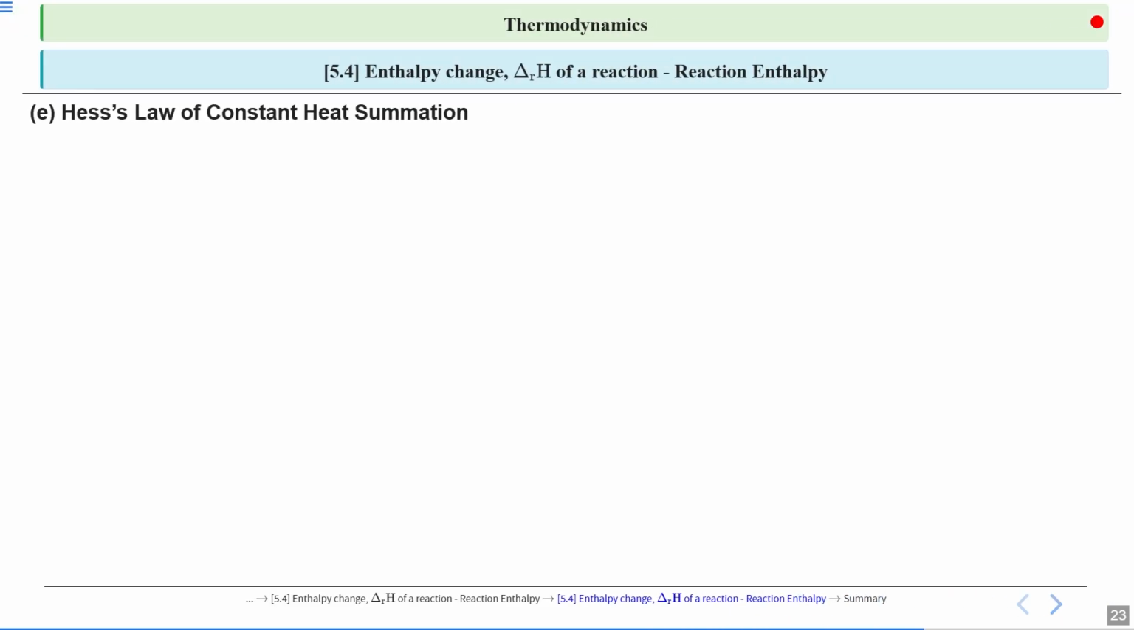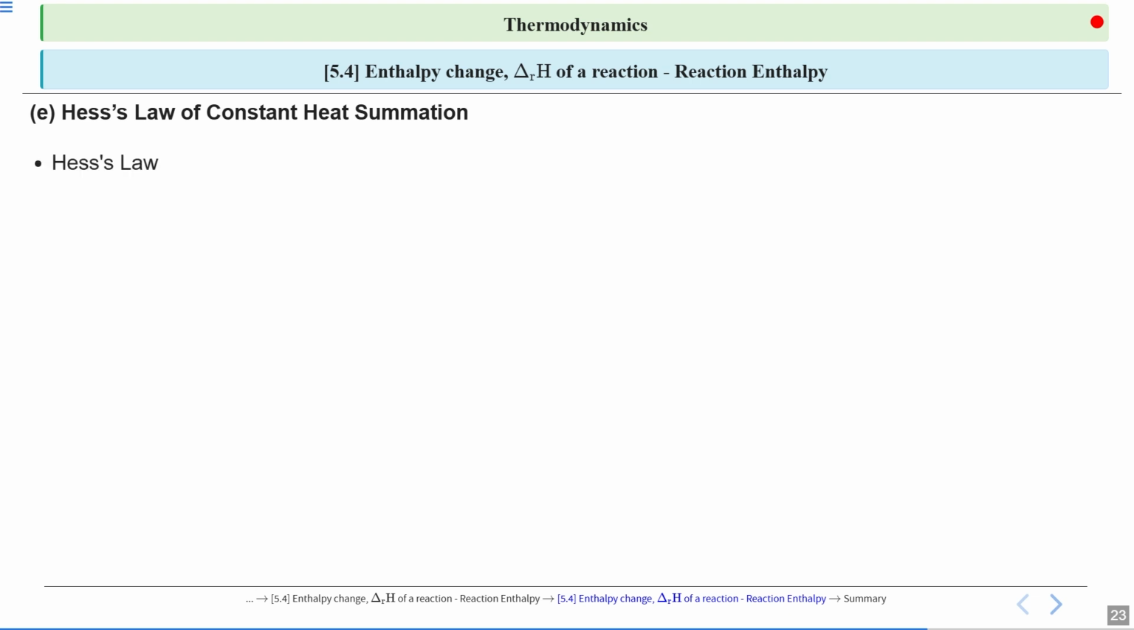Okay, now we have the thermochemical equation and we will move on to the last topic, which is Hess's law of constant heat summation, right? So this principle is very, very important for thermochemical equations, and in most of your questions, you will observe the application of this principle, right?